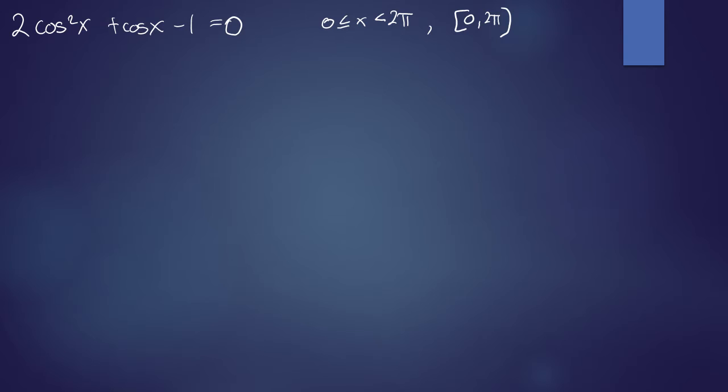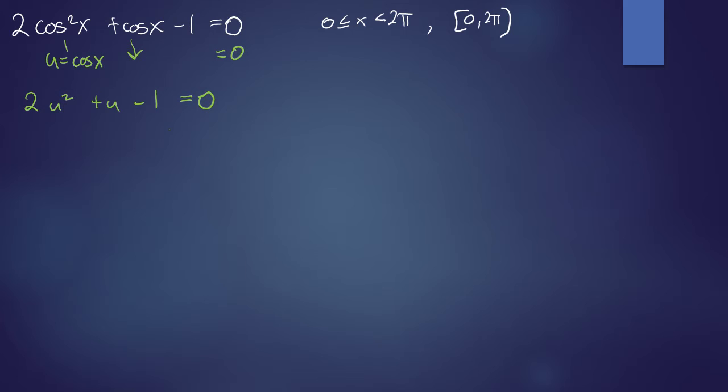Now for our second problem, we have 2 cosine squared x plus cosine x minus 1 equals 0. And this is an instance where we can factor out and set equal to 0. So what I'm going to do is a little bit of math sleight of hand. I'm going to say that u equals cosine x. And I'm using u because sometimes it's easier to see patterns where we can factor things out when we have letters instead of cosines. So if we rewrite our equation using u as cosine x, we get 2u squared plus u minus 1 equal to 0.